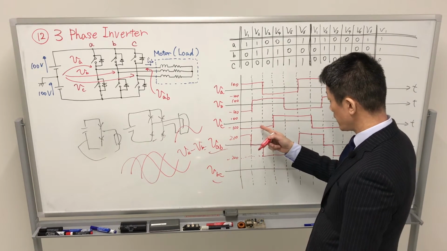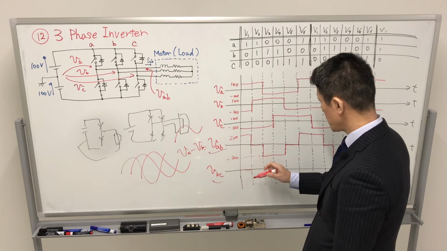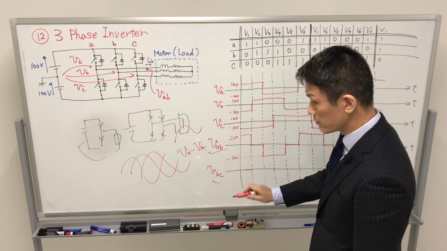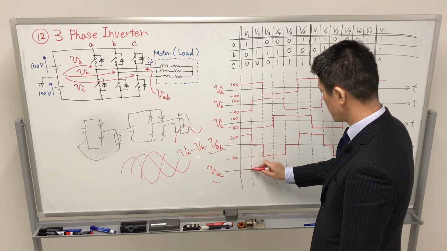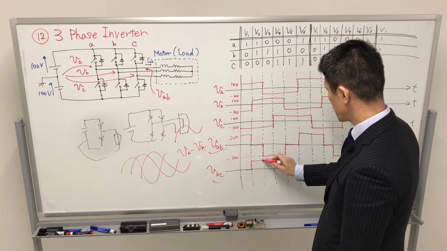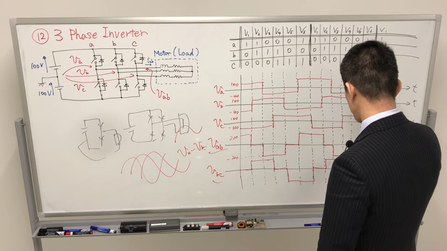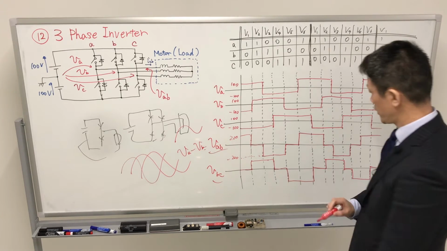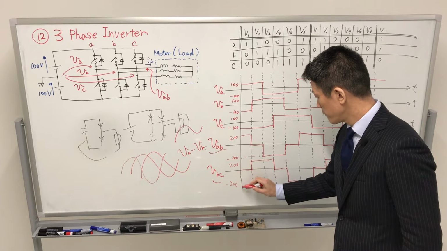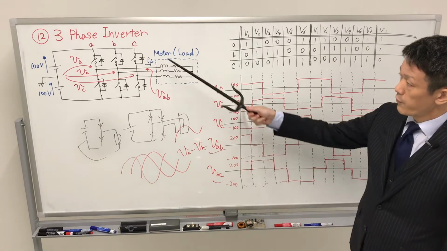Here, this minus this gives 0. For VBC, B minus this, so this part is plus, this minus this is plus. So 200 minus 200 can effectively be used in the case of the three-phase inverter.